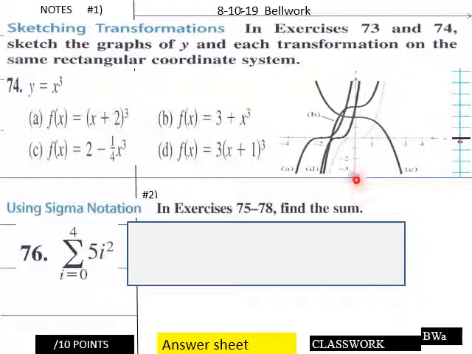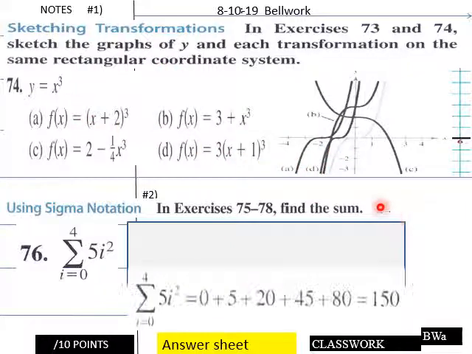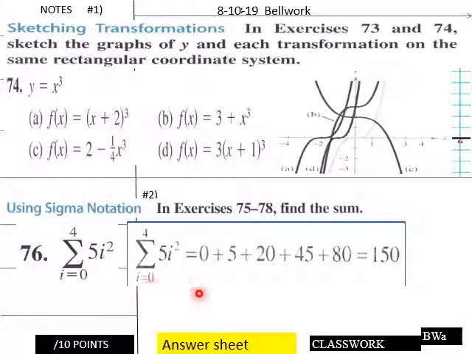And then C would be the 2 minus 1/4 x cubed, and then the D would be here, the 3 times x plus 1. So let's see, the D here would be this one here. That would be your D for your graphs, your sketches. They should look something like that anyways. And then down here for your summation, we have 0 plus 5 plus 20 plus 45 plus 80, which is 150. You have 0 through 4. Substitute in for i, and then you get this summation down here.